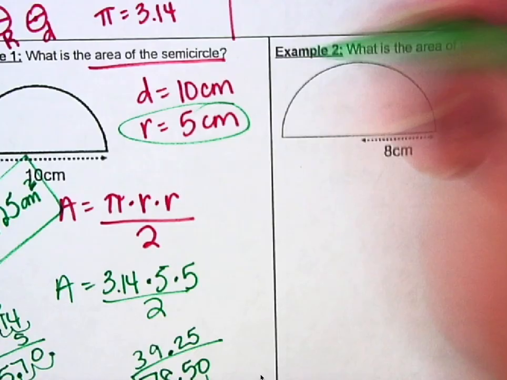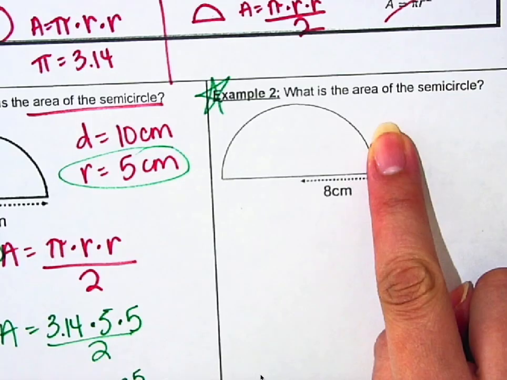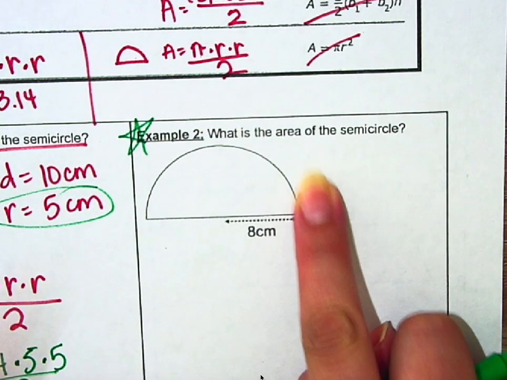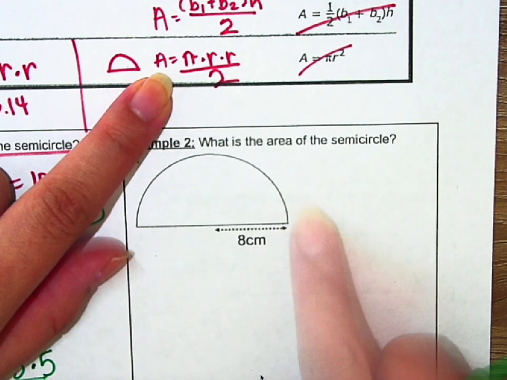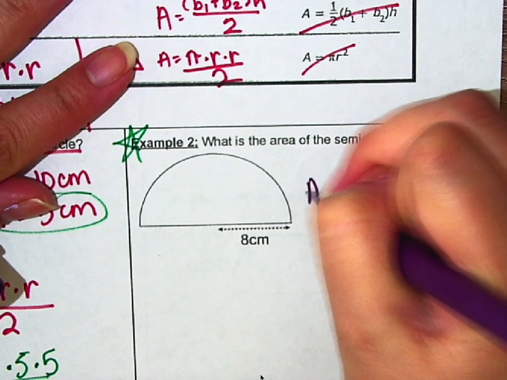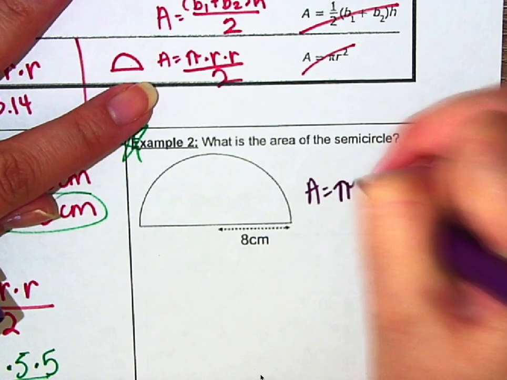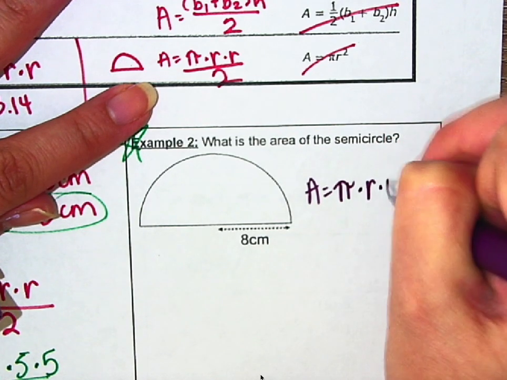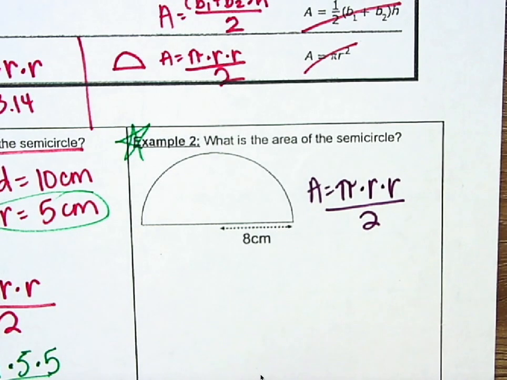Okay, so you're going to do the next one. Again, this says, what is the area of a semicircle? You already know your formula is right here for a semicircle. So it's going to be A equals pi times r divided by 2. Okay?